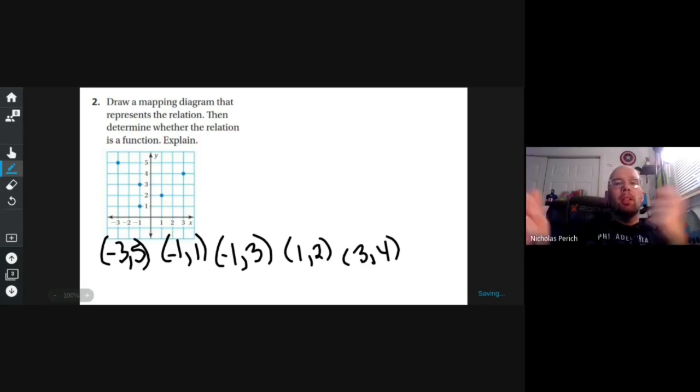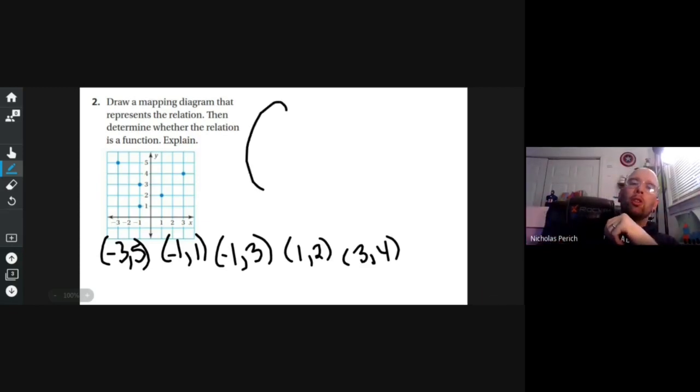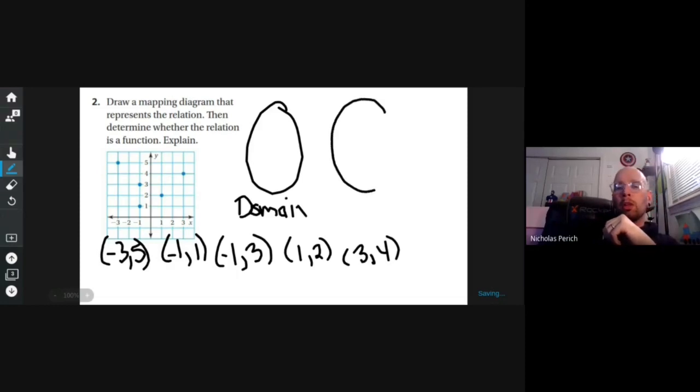Let's make a mapping diagram. Your book likes to use input. I like to use the word domain. One of you might be thinking, is it okay if I write out input? Of course it is. One of you might be thinking, is it okay if I don't? Of course it is, as long as you either call it domain or input, and as long as you call this range or output. I'm doing both because it could be both.